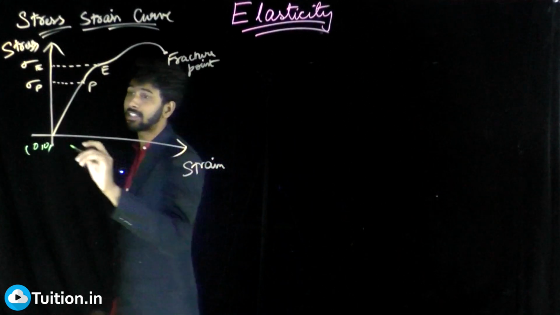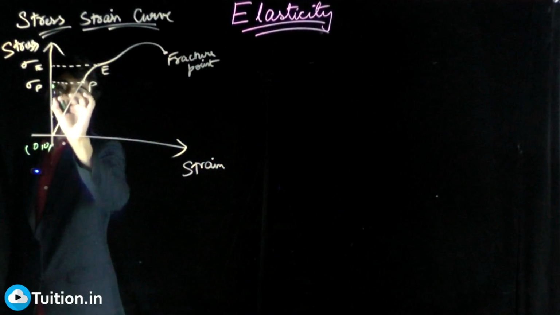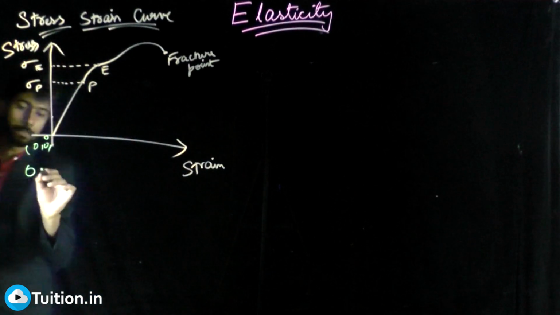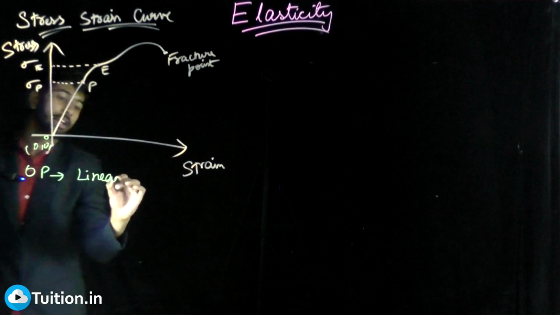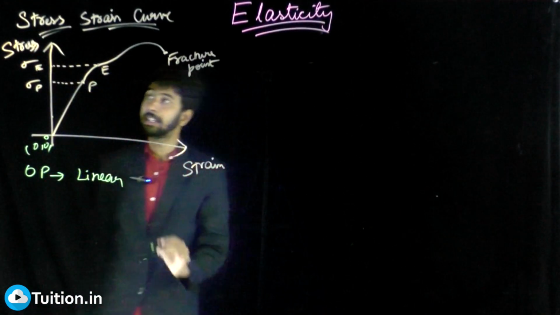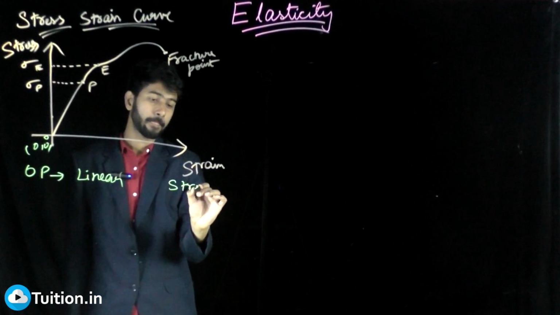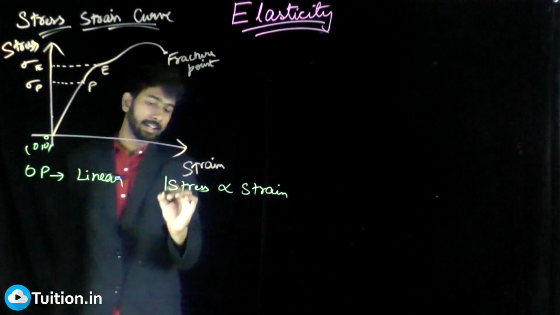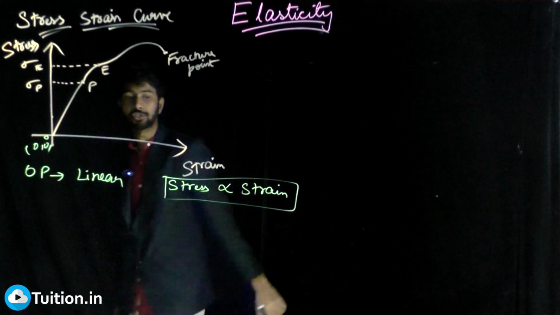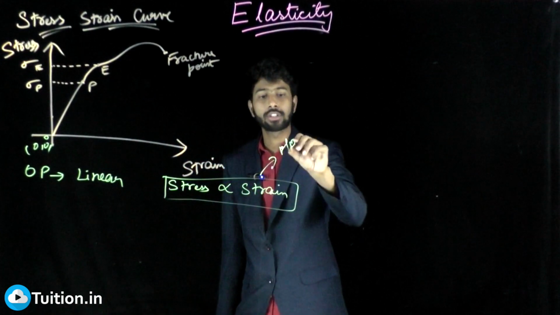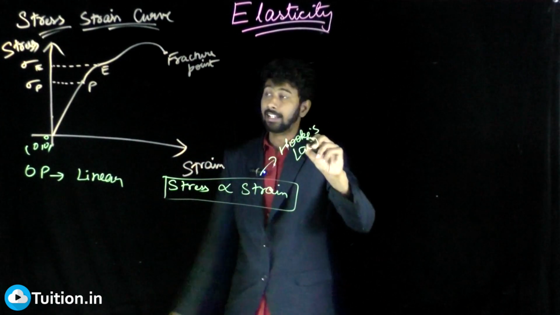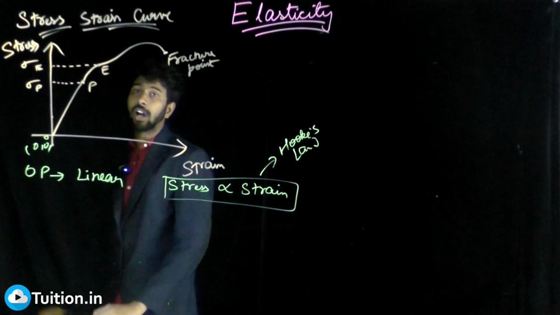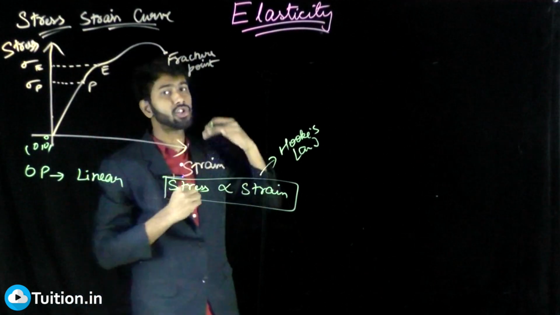When you start increasing the stress, the strain also increases linearly, like this. The region OP, as you see, is linear. So in this region, stress is directly proportional to strain. This is called Hooke's law. Hooke's law is nothing different. It is just this: in the linear region OP, stress will be directly proportional to strain. I'm explaining this curve in a very, very short manner.